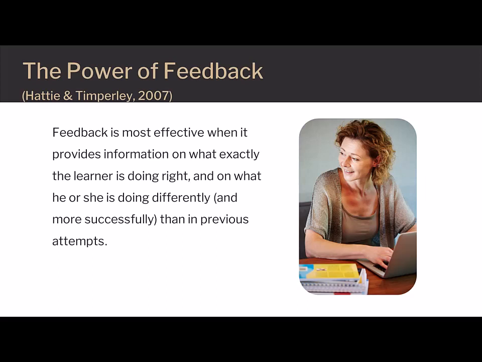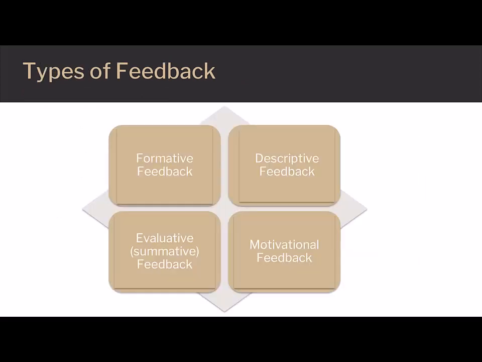John Hattie and Helen Timberlake point out that specific information about how the learner is performing a task is much more helpful than mere praise or especially criticism. In particular, their research, as well as others, have found that feedback is most effective when it provides information on exactly what the learner is doing right, and on what he or she is doing differently and more successfully than in previous attempts. There are 4 main types of feedback.